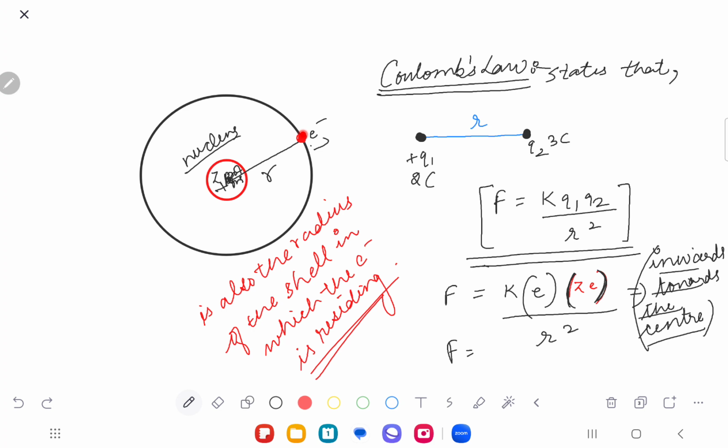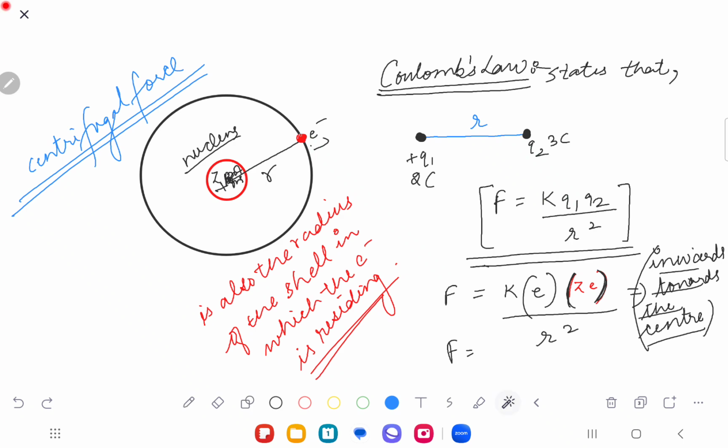Yes. Okay, now understand. Here, if we have these electrons, what is the direction of the force? Inwards. Now, another force is acting here, which is called the centrifugal force. Now, what is the centrifugal force?